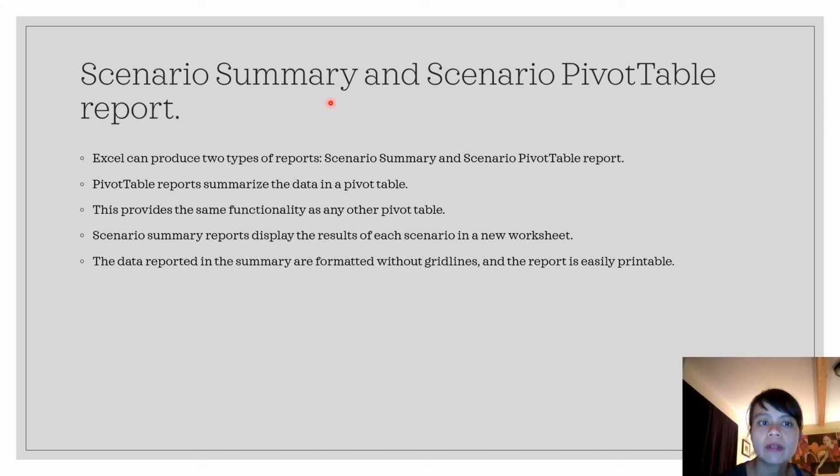The scenario summary and scenario pivot table report. So Excel can produce two types of reports, the scenario summary and scenario pivot table report. The pivot table reports summarize the data in the pivot table, of course, and this provides the same functionality as any other pivot table. The scenario summary reports display the results of each scenario in a new worksheet. So the data reported in the summary are formatted without grid lines, and the report is easily printable.